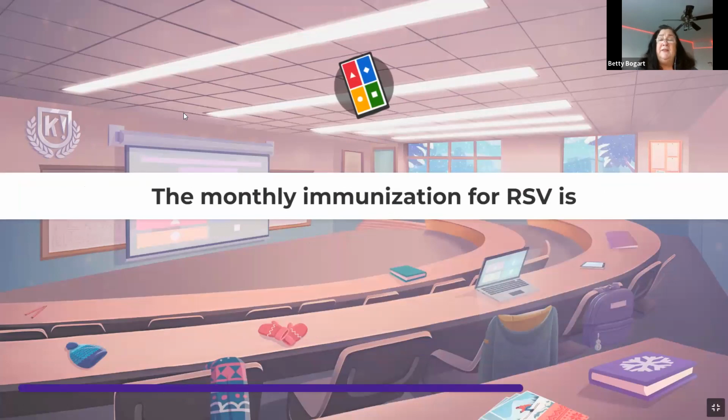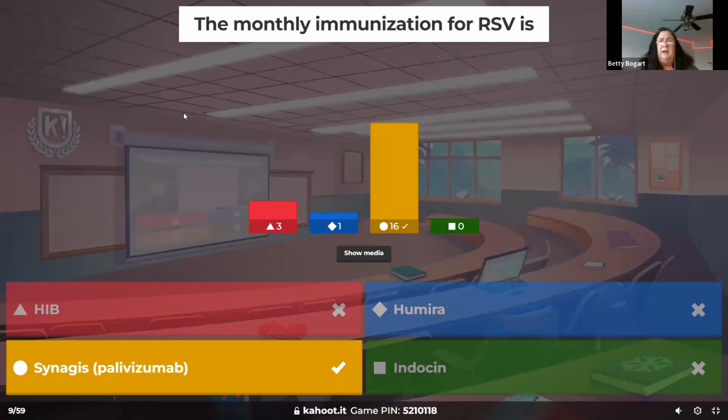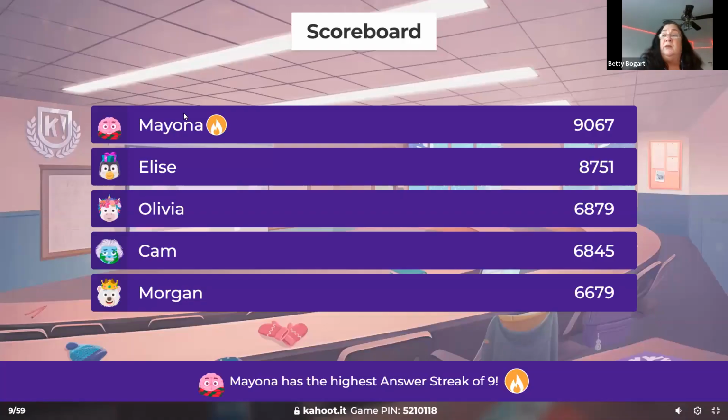The monthly immunization for RSV, respiratory syncytial virus. We use it for our immunosuppressed and our very small children, maybe your premature children, your cardiac children. Because of all of the mucus that's there, it's called Synagis or Palivizumab. Very good. HIB is your hepatitis, and Humira is for like rheumatoid arthritis.